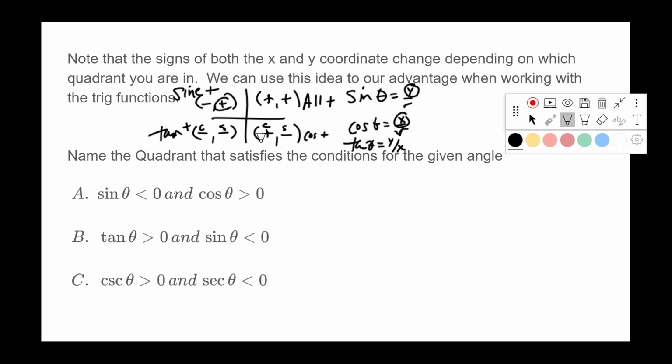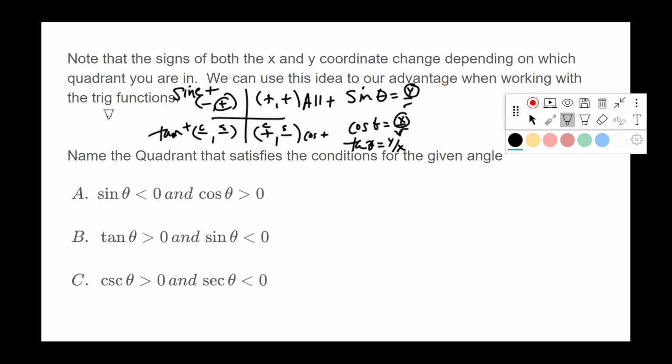Now the reciprocal functions also hold, right? If sine is positive in quadrant 2, so is cosecant. If cosine's positive, so is secant. If tangent's positive, so is cotangent. All right? But what we're going to do now is use this concept.